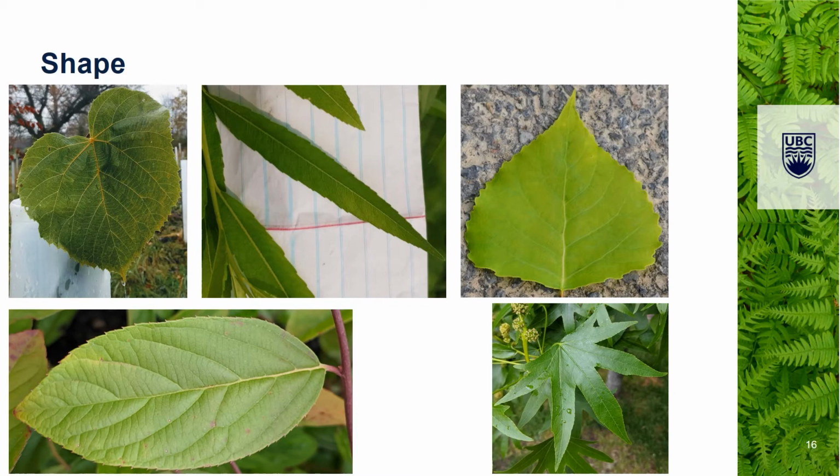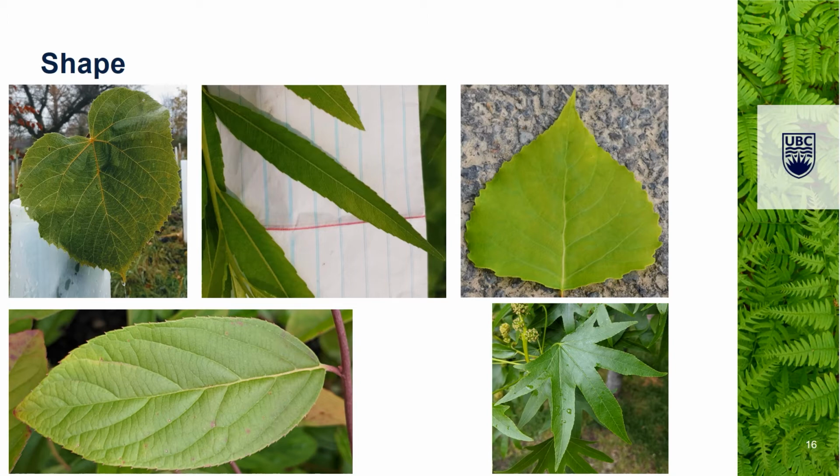Going clockwise, we'll start with our first shape, which belongs to Tilia americana. It is a cordate or heart-shaped leaf with an oblique or asymmetrical leaf base and an acuminate or long, thin, pointed tip. Next is the linear-shaped leaf of a Salix species.